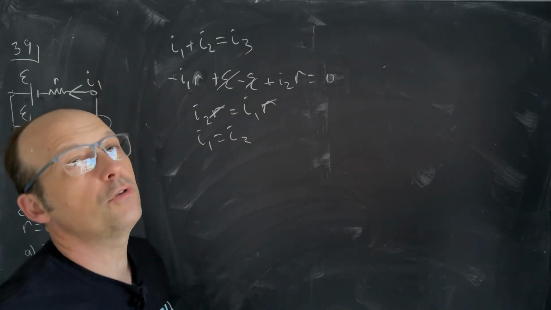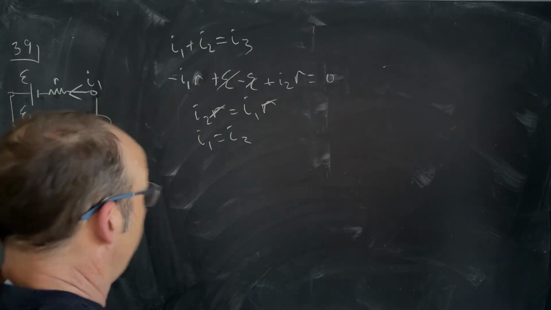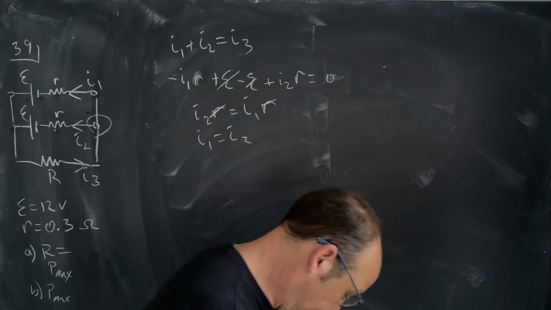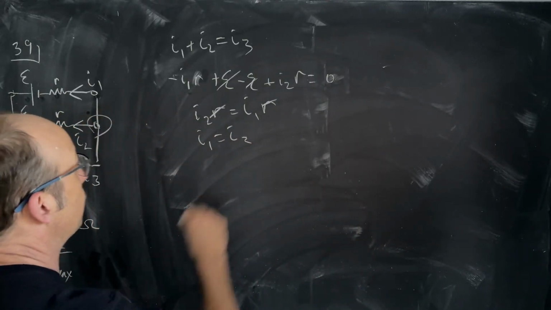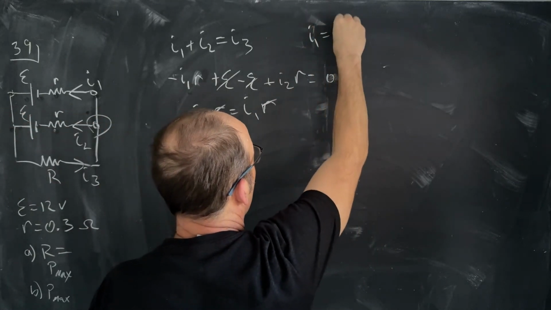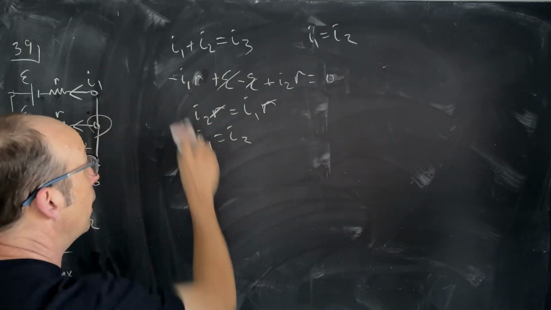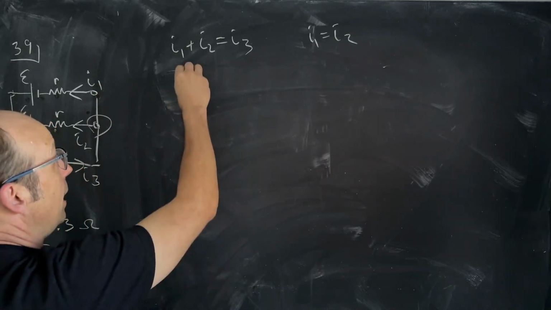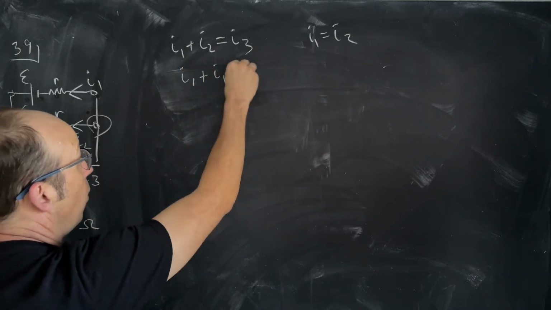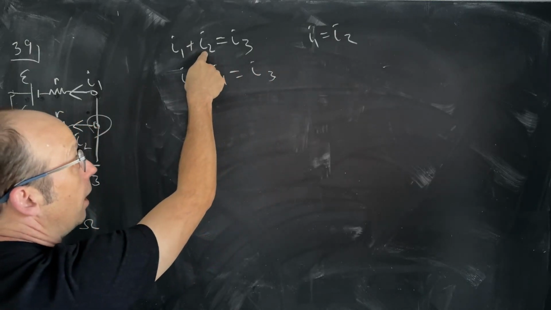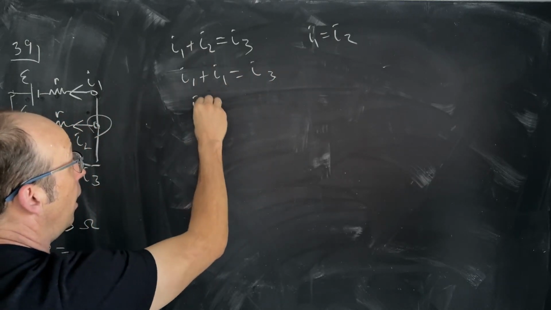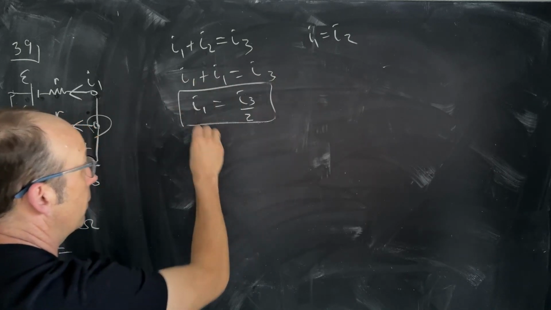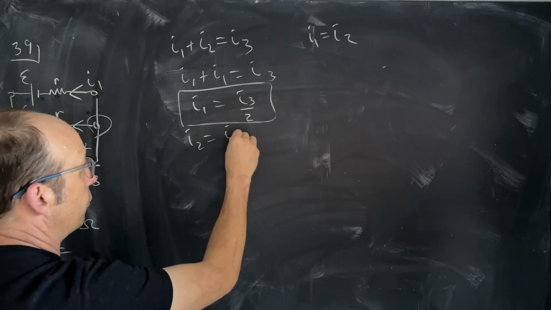Now, maybe you already knew that, right? You're like, hey, obviously they're the same batteries, they're hooked in parallel, they're going to have the same current. But you should be able to show that, right? We shouldn't just say, oh, it is what it is. So I'm going to write that up here, I1 equals I2. That's important. Now, I can go ahead and plug that in up here, and I can say I1 plus I1 is equal to I3. Because if I substitute in I1 for I2, I get that. Or I1 equals I3 over 2. And I2 equals I3 over 2, because it's the same thing.